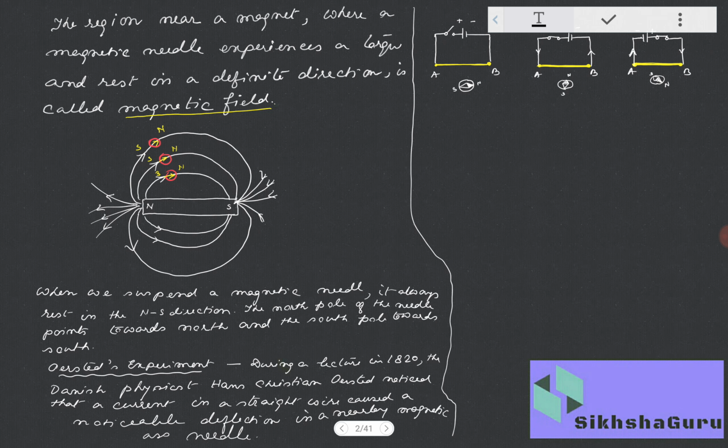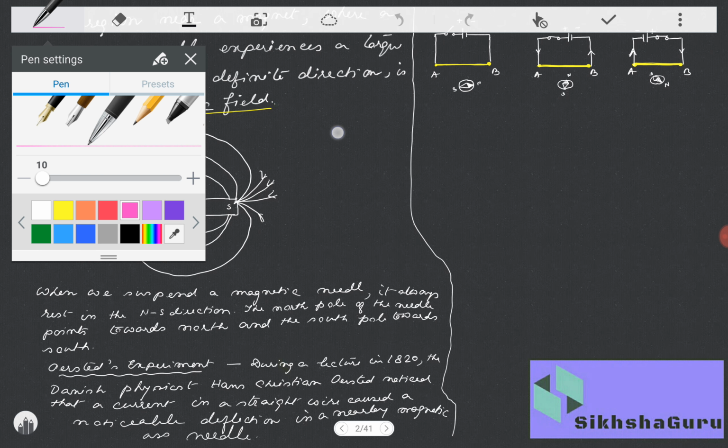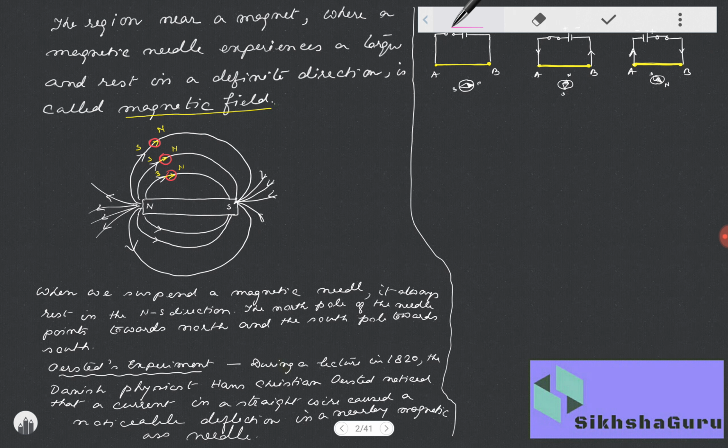So we know the region around a magnet where a magnetic needle experiences a torque and rests in a definite direction is called the magnetic field. So see, these are the regions around a magnet, and the needle experiences a torque around it and deflects in the direction of the magnetic field. So these are the needles, they are deflected in the direction of the lines of force. These are the lines of force of the magnet.